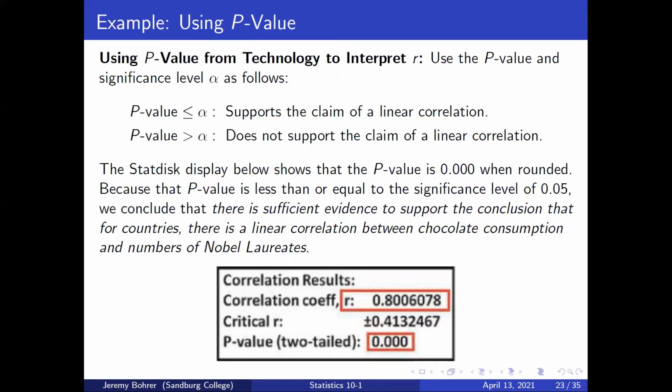The StatDisk display below shows that the p-value is 0.000 when rounded. Because that p-value is less than or equal to the significance level of 0.05, we conclude that there is sufficient evidence to support the conclusion that for countries, there is a linear correlation between chocolate consumption and numbers of Nobel laureates.